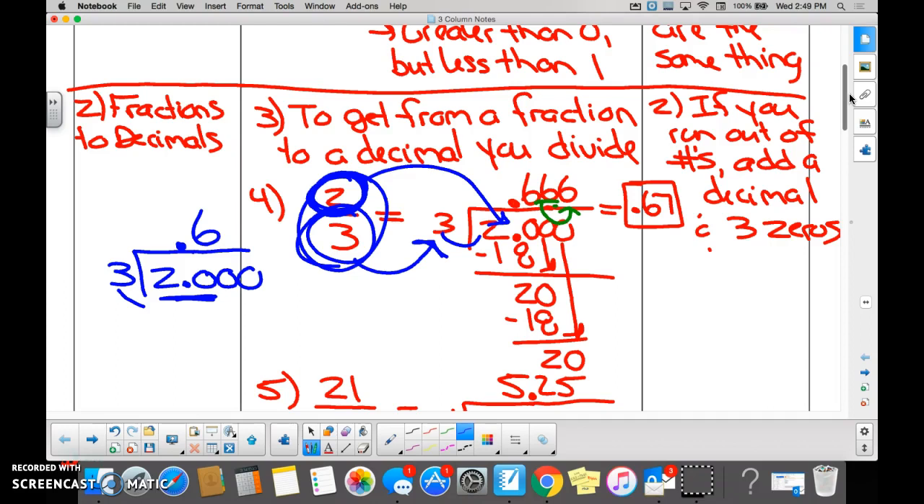Yes. And then if you keep going and keep going and keep going, I said go as far as you need to go so that you can round to the nearest hundredths. Everyone say hundredths.